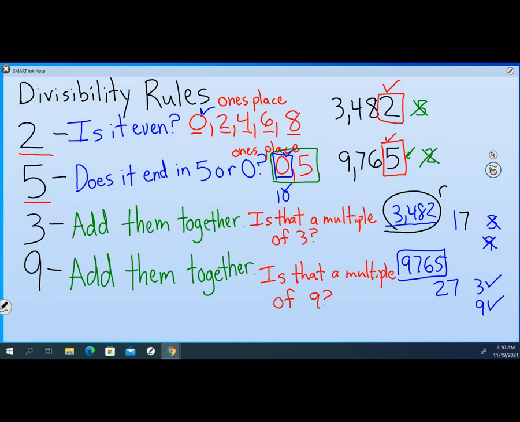When we talk about does it go in evenly, or as we talked about with prime and composite the other day, it means there's no remainder left. Okay, 4 and 6 are a little more complicated, so I'm not going to get into that, but your teacher can get into that. But I want to just kind of quickly show you those ones, which I think are kind of the easiest ones to remember.